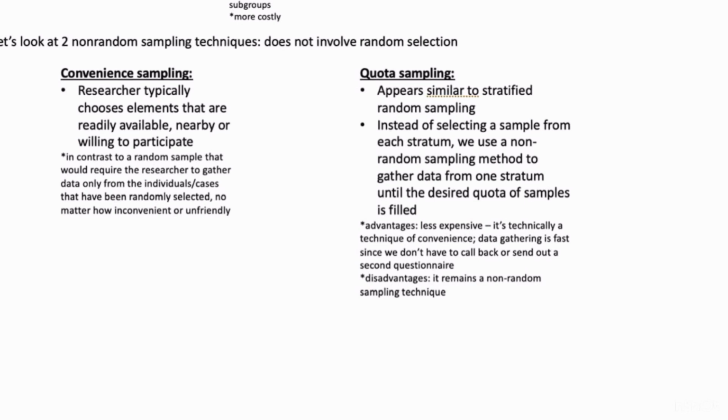So that's different from the stratified random sampling, where every single person within each stratum still has an equal chance of being selected. In quota sampling, you're going to be asking until that is filled, and that's it. Nobody else is allowed to participate because you met your quota. What are some advantages of quota sampling? Well, it's less expensive. It's technically a technique of convenience. Data gathering is fast since we don't have to call back or send out a second questionnaire. The disadvantage is that it still remains a non-random sampling technique.